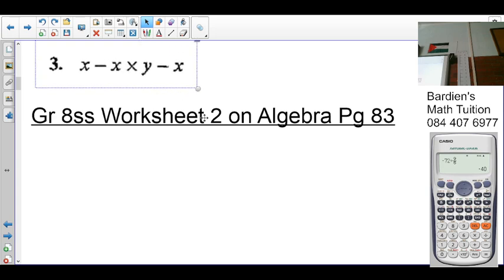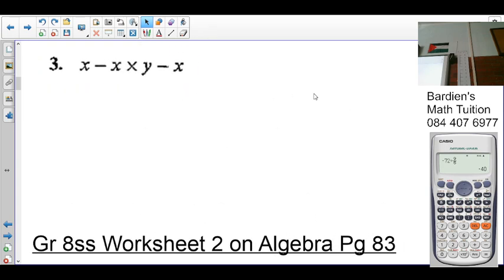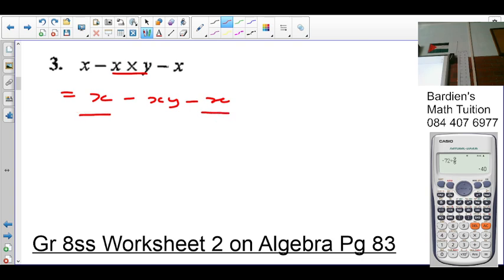Number 3. We've got x minus x times y minus x. So what must be done first? Multiplication. So it's going to be x minus xy minus x. Now we're going to look for like terms. So what is x minus x? It cancels out. The answer is negative xy.